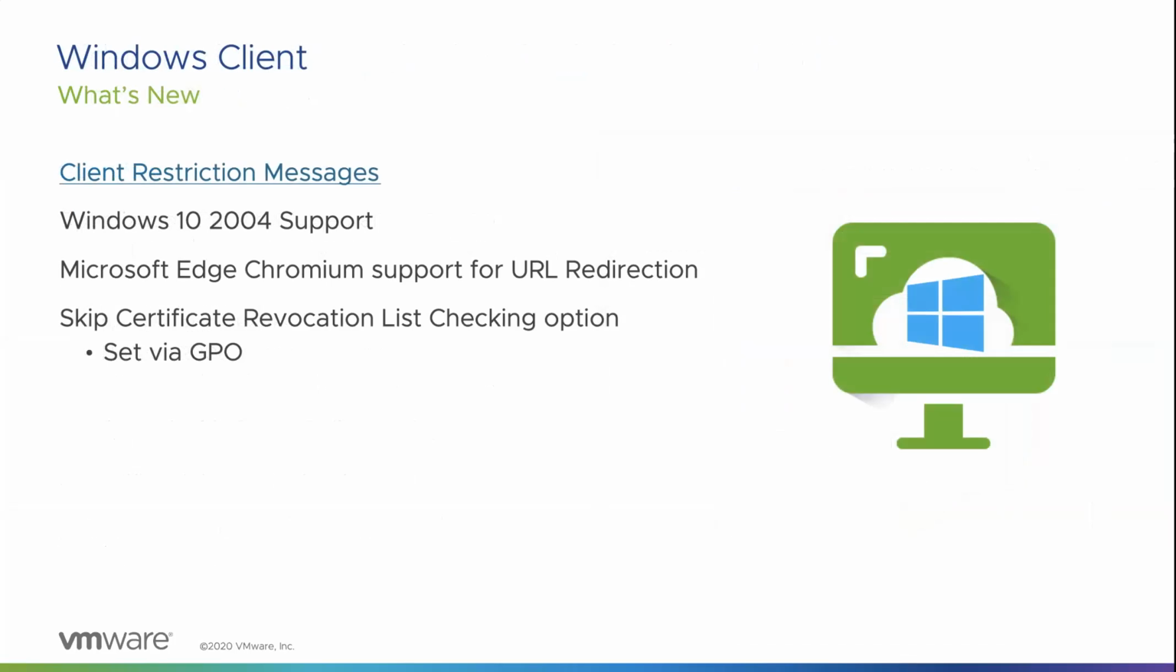Windows client, as you mentioned, the client restriction messages, Windows 10 2004 support, Edge Chromium support for URL redirection, and you can now skip the certificate revocation list checking option. That could tend to slow things down sometimes, and you can set that via GPO.